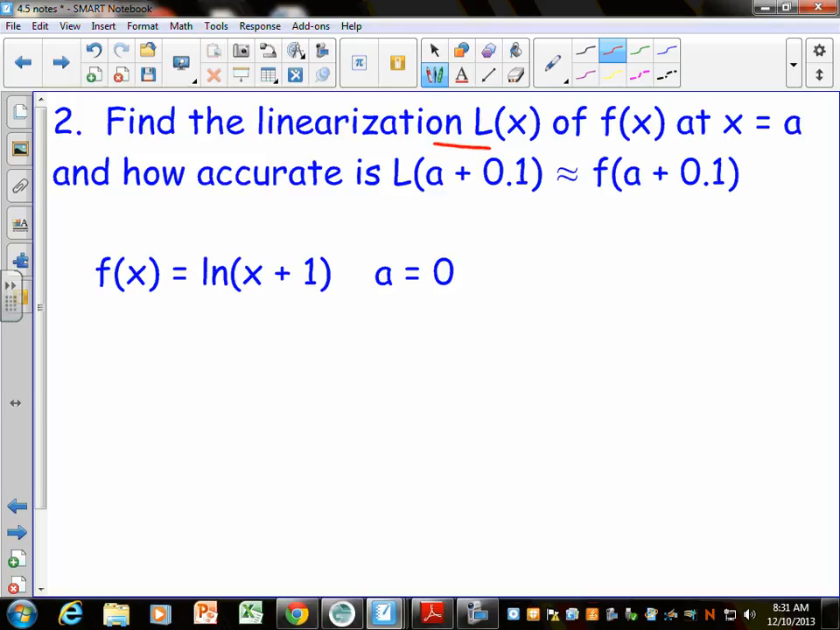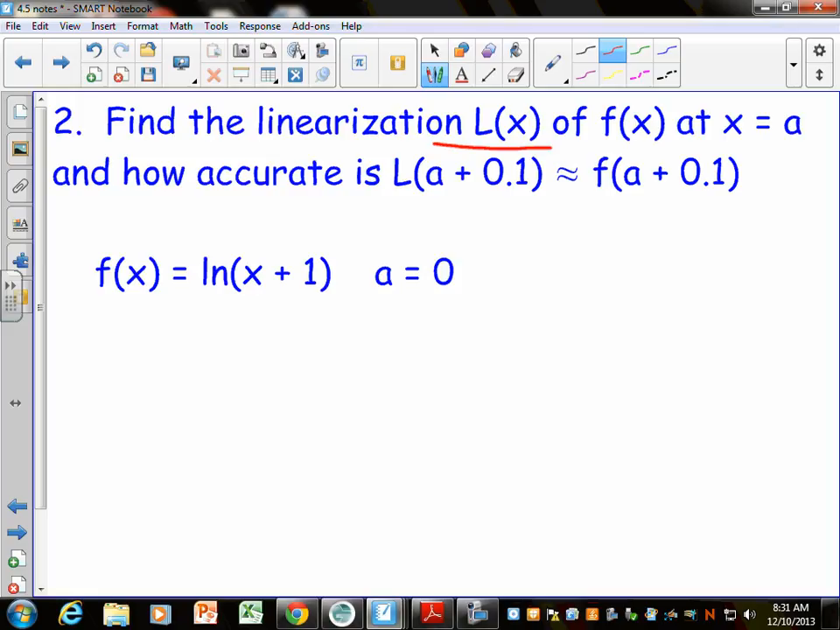We're going to find the linearization, which remember is just a tangent line, at the point that they give us. And in this case, they're giving us the point of 0. They say a equals 0, and I kind of am sad Sean's not here to argue with me about a and x, because you really could say x equals 0, right? But that's just the point that we're talking about. And then the second part is they want you to see how accurate the linearization is. And so that's the part where they say, estimate, show how close is the linearization when you add 0.1 to the actual value of the function.